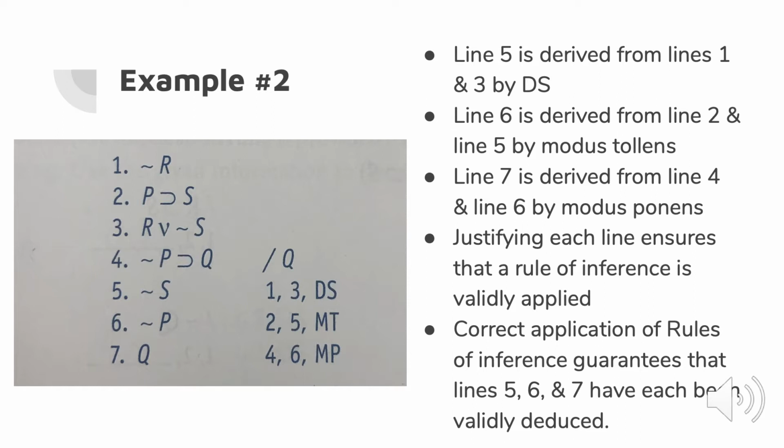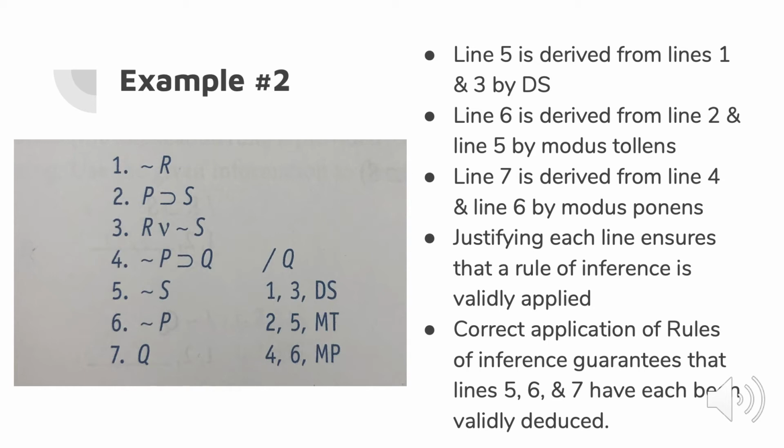First, the conclusion, as you can see, is again marked by a slash, and you can see that the conclusion is Q. And so that is here in line 4. But from there, we start to get into our justifications. So line 5 is derived from lines 1 and 3, both of which are premises, by disjunctive syllogism. The next line, line 6, is derived from line 2, which is a premise, and line 5, which is a derived premise, by modus tollens.